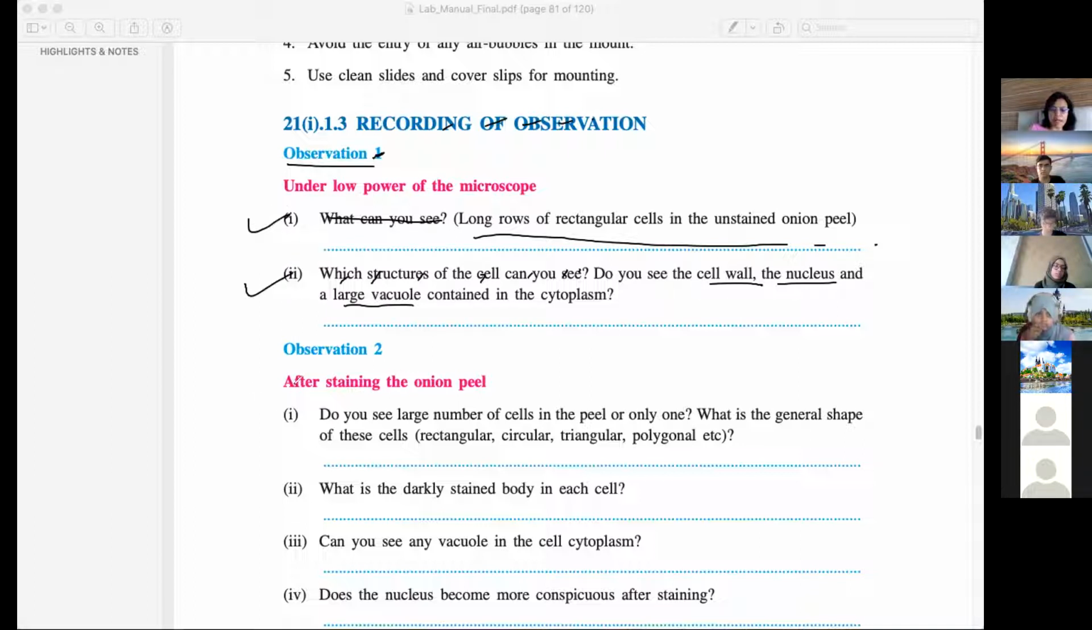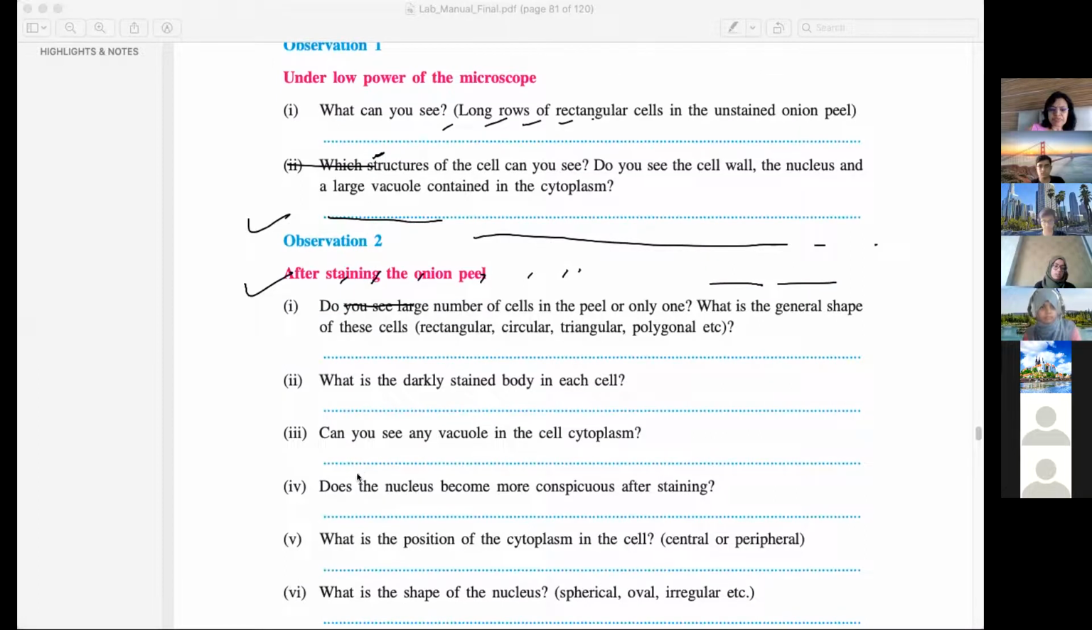Now there are two parts in this experiment. This is the observation. Second is, I think you just write this much only. That is your observation. What is a darkly stained body in each cell? That is the nucleus. These are Viva questions. Anyone can ask, what is inside it?